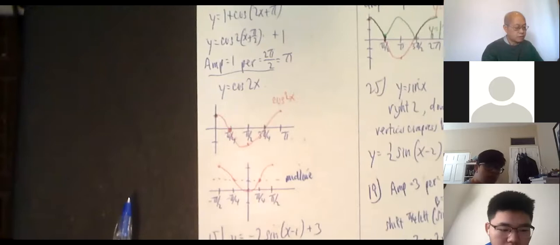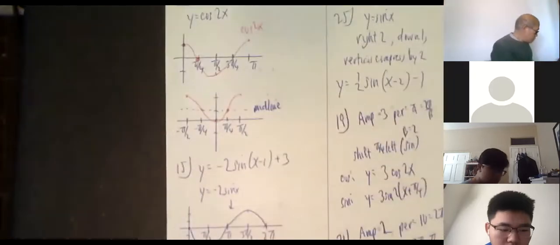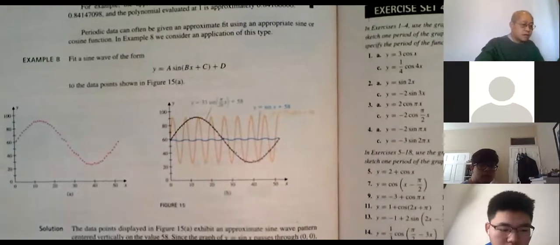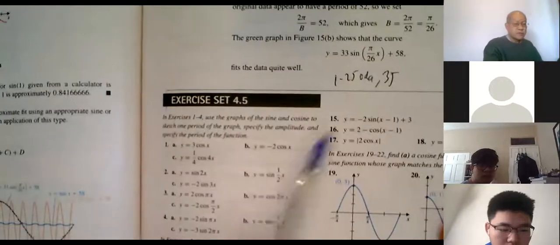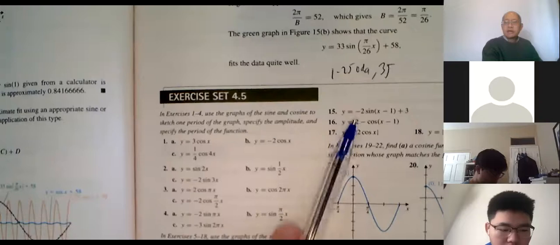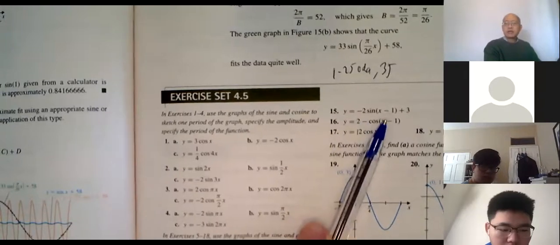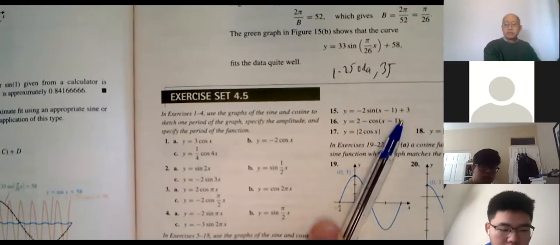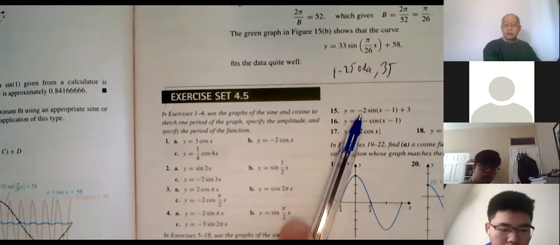So that's how that one goes. Okay, show you 15, which is much more clumsy, unfortunately. Y equals negative 2 sine of x minus 1 plus 3. Okay. Let's just talk about it a little bit. Okay, what's the amplitude? It's 2.